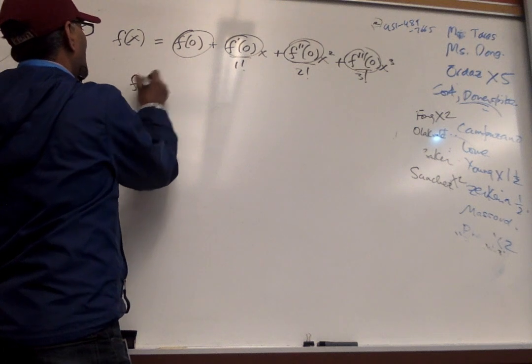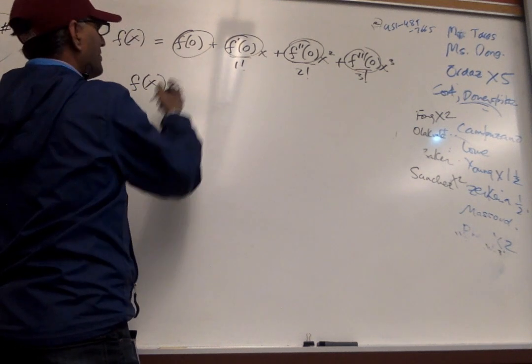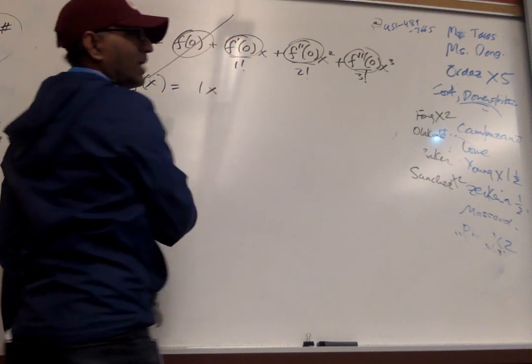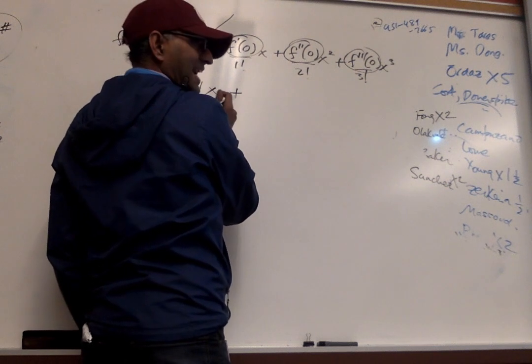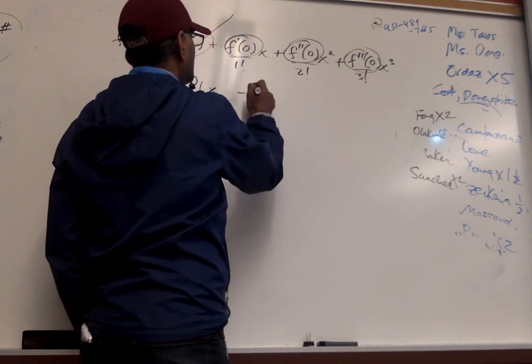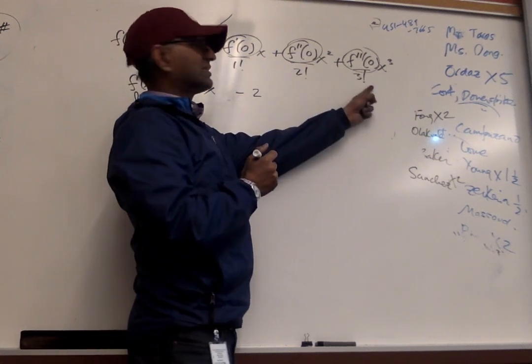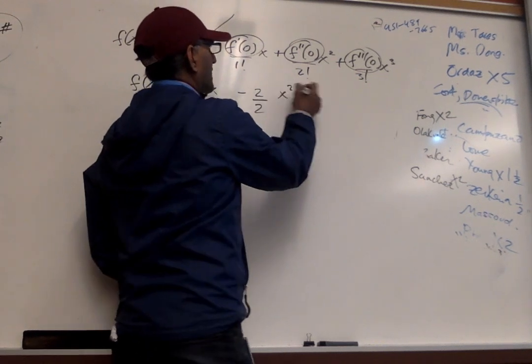Okay, so final answer, write down f of x equals. Was f of 0 1 or negative 1? Oh, 0, okay, that collapses. f dash of 0 is 1, correct? So that's 1x. What is f double dash again? Was it negative 2? Okay, negative 2. Now guys, look at me please. The AP expects you to simplify the factorials. What's 2 times 1? Over 2, x squared.